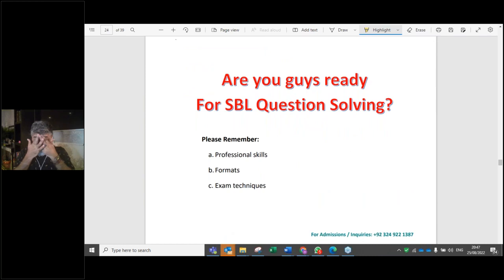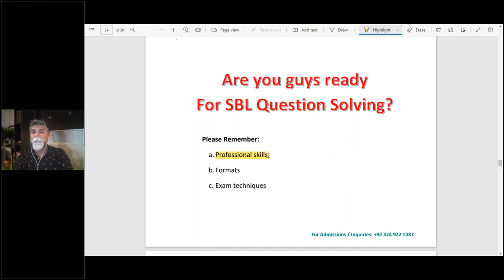Right, so now let's spend some time on drafting. Always remember these three things. Whenever you are doing any SBL question, focus on professional skills. 20 marks out of 100 is professional skills. 20% of your SBL paper is professional skills, and it is easy to grab. It is easy marks. It is cash marks. So always try to maximize your leverage on professional skills. Try to give a very nice format, a sexy format. The examiner should feel that visually your answer script is amazing, very professional. And lastly, focus on exam techniques like time management and linking. You will never go wrong if you focus on these three things. Okay.